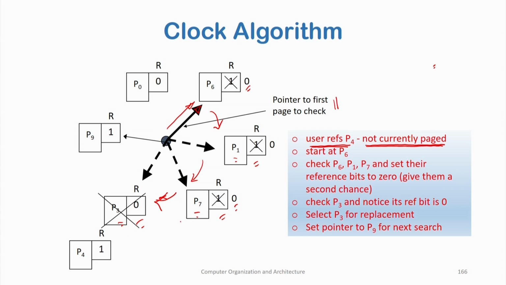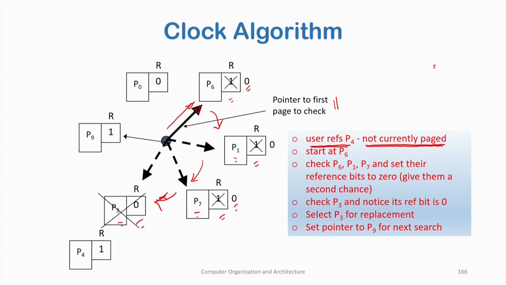Now, let us say all page frames had a reference bit of 1, then it would go to P3, P9, P0 and then come back to P6. When it comes back to P6, it will surely get a reference bit of 0, because the algorithm has set the reference bit to 0. So, only when all reference bits of all pages are 1 will it choose a possibly frequently used page.